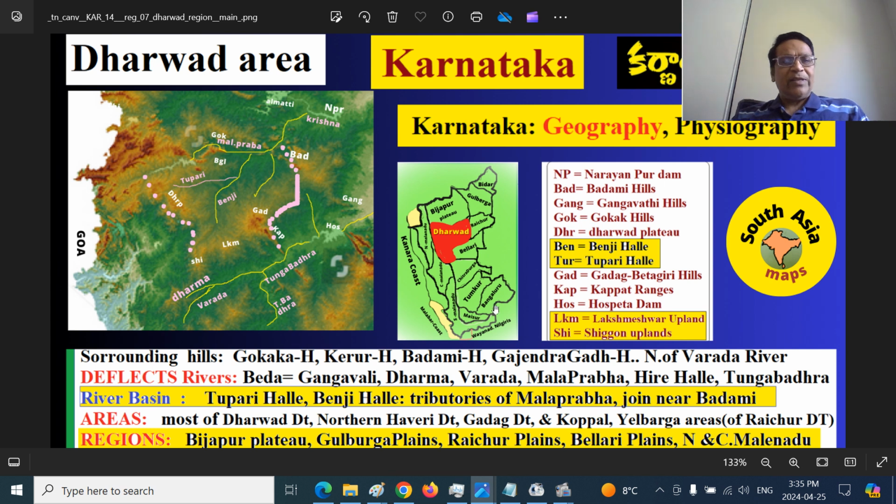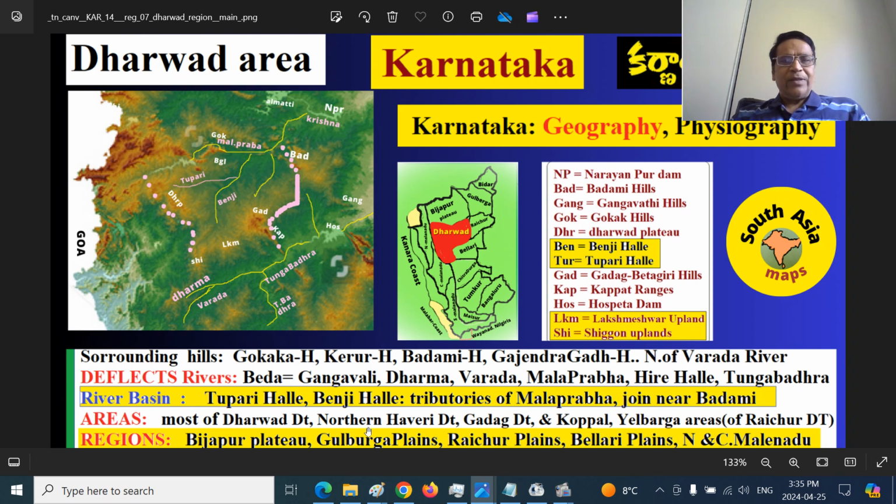Surrounded by these mountains, the river basins of Tupari Halle, Benni Halle, tributaries of Malaprabha, join near the town called Badami, the historical cultural center. So what are the areas we look at? Most of the Dharwad district is that. Historically, the Dharwad district now has three districts actually: Dharwad district, Gadag district, Haveri district. Most of these parts are the historical Dharwad district, and the northern part of Haveri district, Gadag district, in the Koppal region, and the Kalaburagi regions of the Raichur districts also cover certain parts.